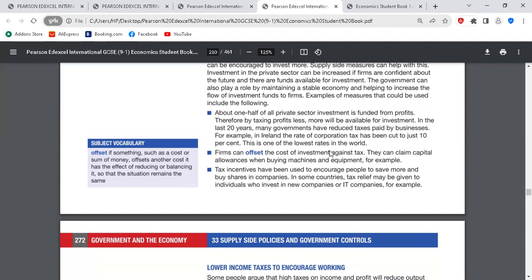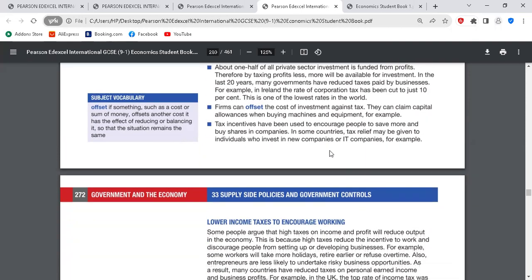That's the first one. Firms can offset the cost of investment against tax. They can claim capital allowances when buying machines and equipment, for example. So firms want to invest in capital goods. By so doing, they can claim tax reduction by telling the government, look, we have invested so much in capital goods. Now we have more technology to increase our efficiency and our output, so that the citizens can buy at a cheaper rate. Please reduce our taxes. That's the second point here.